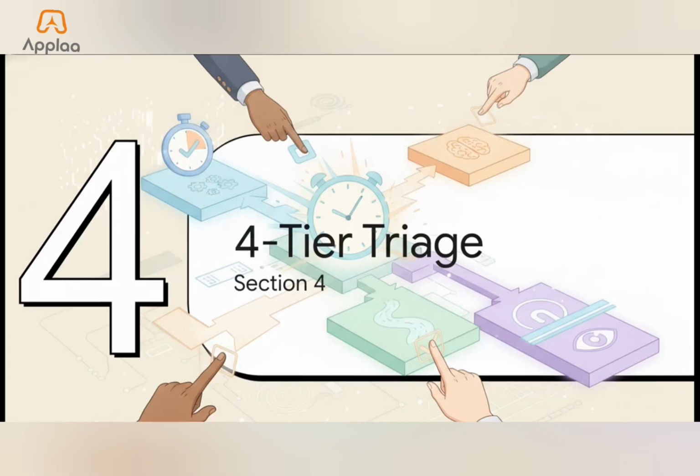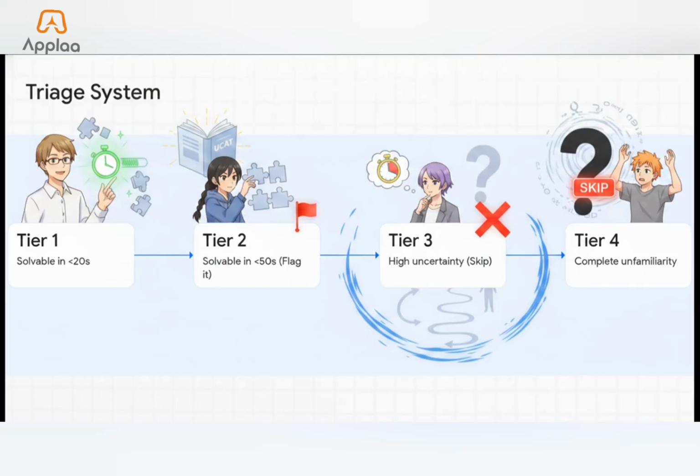Which brings us to part 4, the 4-tier triage system. Okay, we know the traps, so now let's prescribe the cure. Within the very first 5 seconds of reading a question, you need to mentally triage it. It's like a clinical emergency room. Tier 1, you know exactly what to do and it's solvable in under 20 seconds. Great. Tier 2, it's solvable but will take up to 50 seconds, so flag it. Tier 3 is low on certainty, and Tier 4 is complete unfamiliarity.